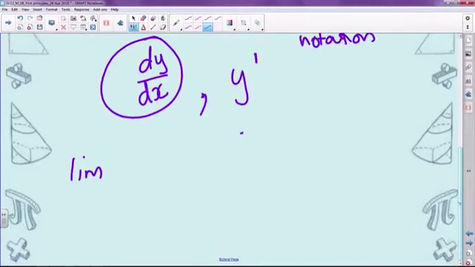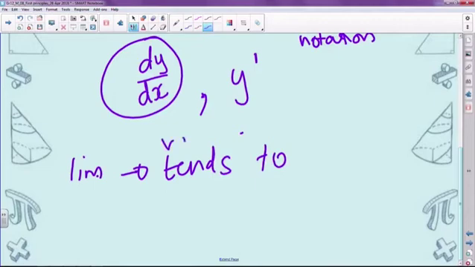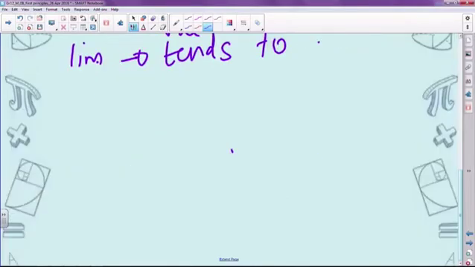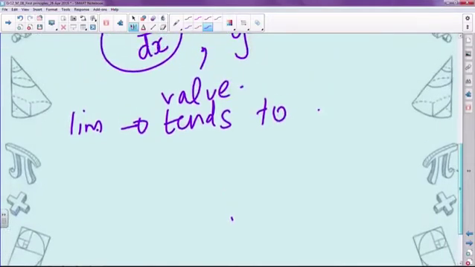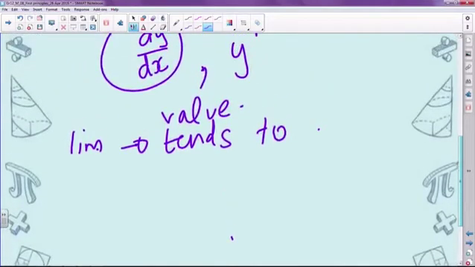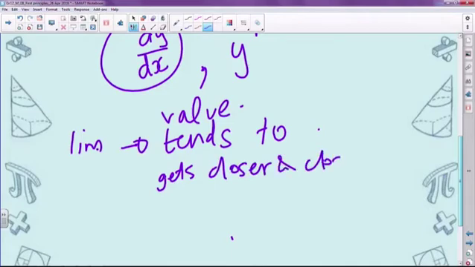All right, so the limit tells us what value your function is tending to. The function may not even be defined at that point, but the limit may exist. The answer gets closer and closer to a certain value.